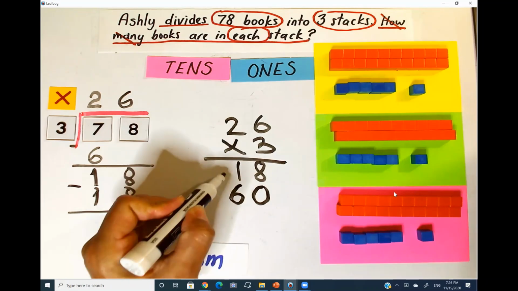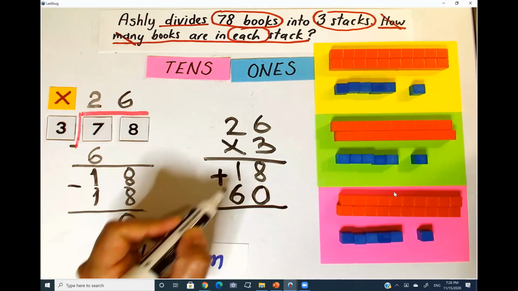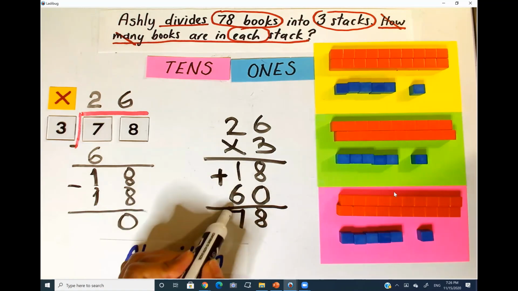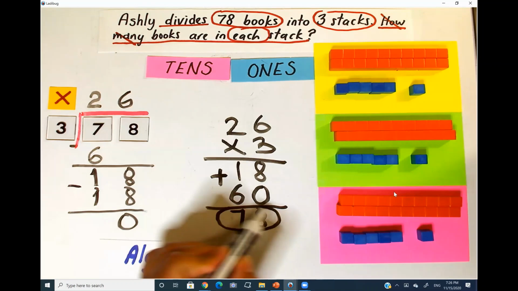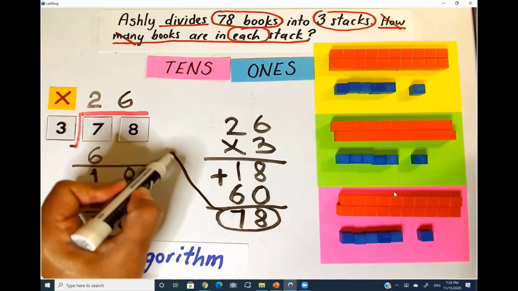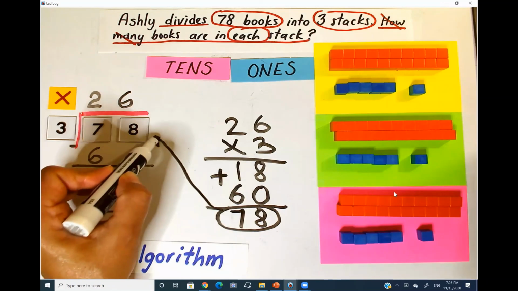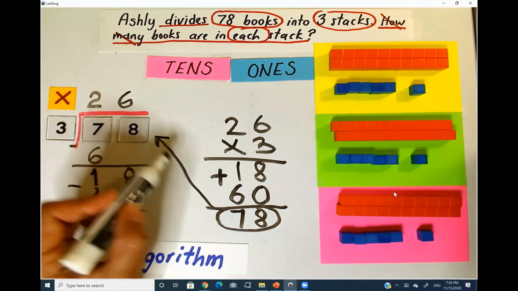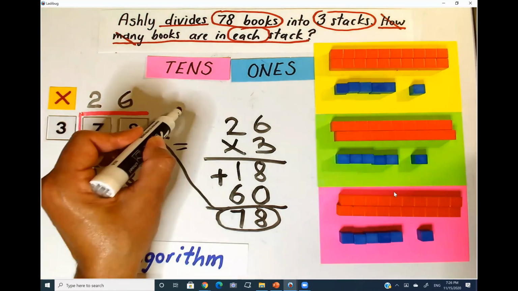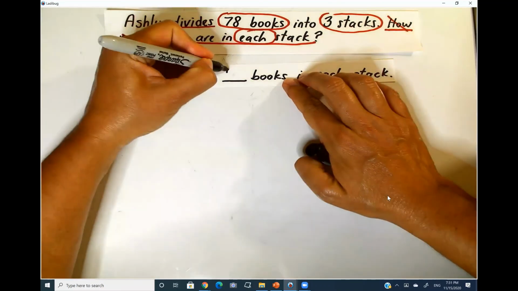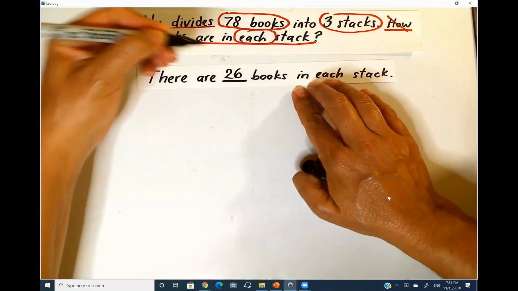And when I add my numbers, I notice that the product of my multiplication, which is the whole, is going to be the dividend, which is the whole. They are equal. If they are equal, that means my division is right. So the answer to the problem is there are 26 books in each stack.